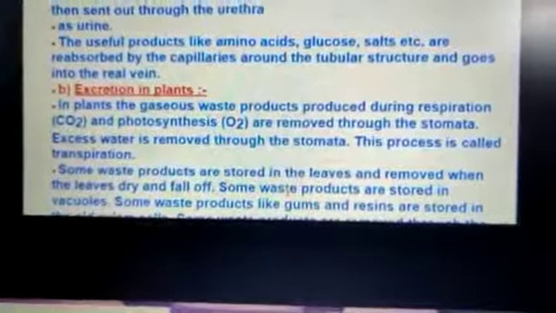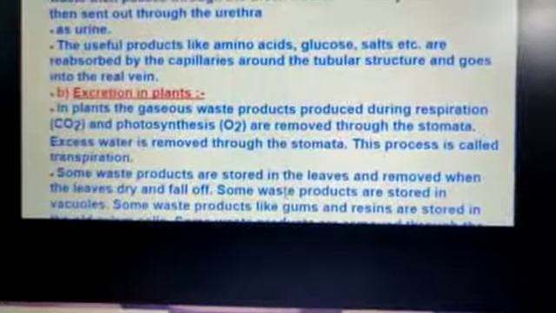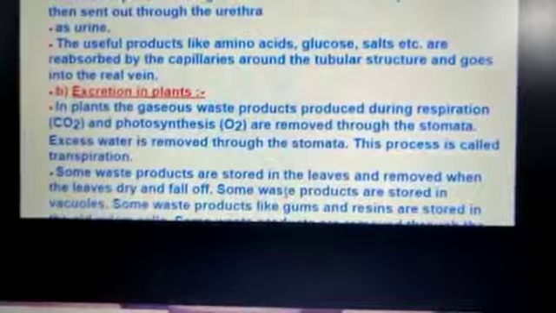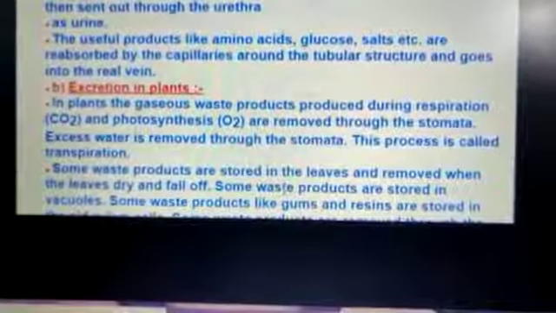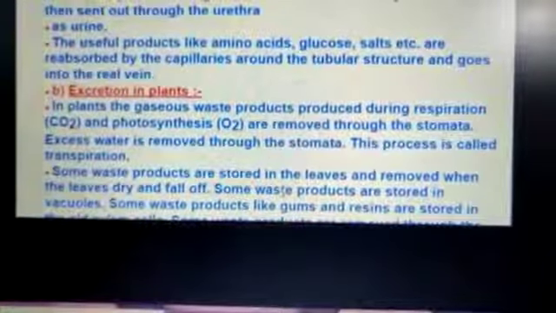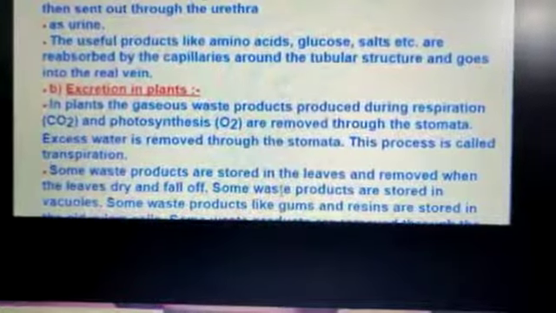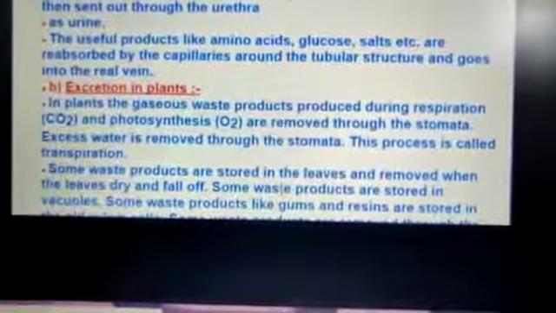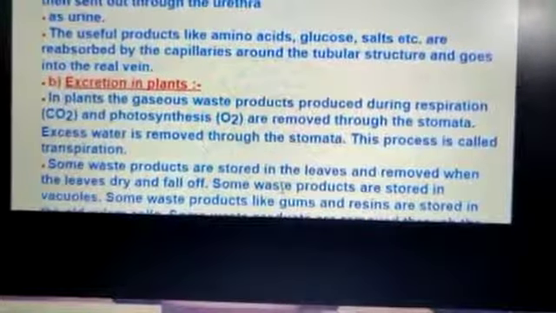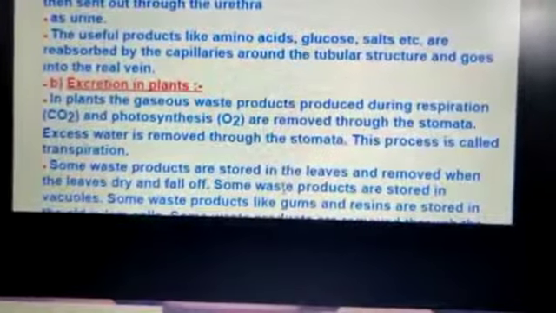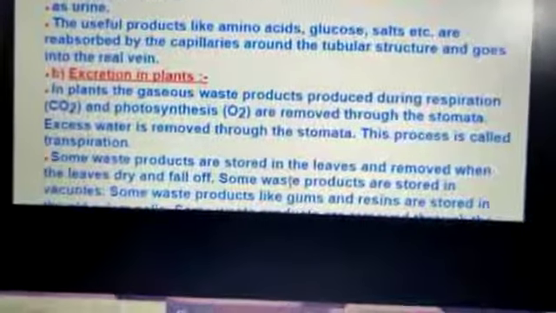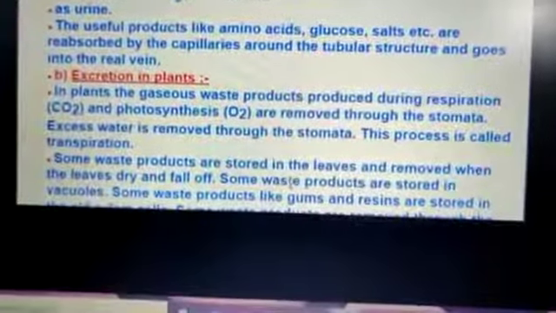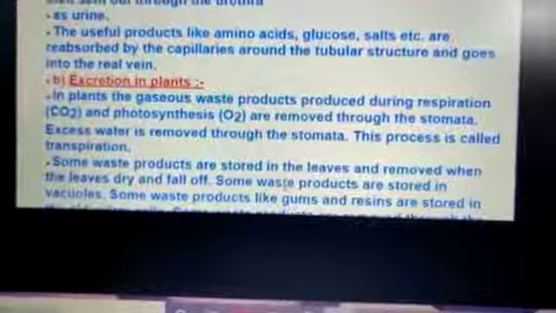Second, excess water is also removed through the stomata, and whatever the excretory products are formed in the plants, they are stored in the older leaves, and when the leaves or parts of the plant drop, along with those parts the excretory product or waste material is removed outside the body. In some plants, you must have seen gums and resins, which are also an excretory product of the plant. So children, revise this complete life processes.